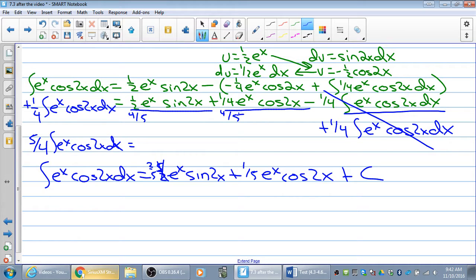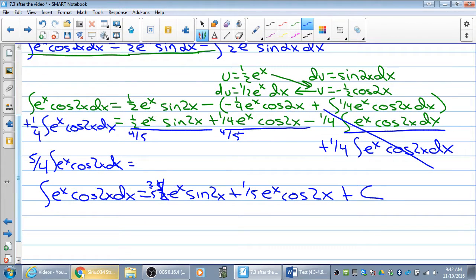Questions on that? Go ahead. Where did the 1/4 come from? In like the parentheses? 1/2 times 1/2. And then the other one comes from negative 1/2 times 1/2, when I did the integration by parts the second time.